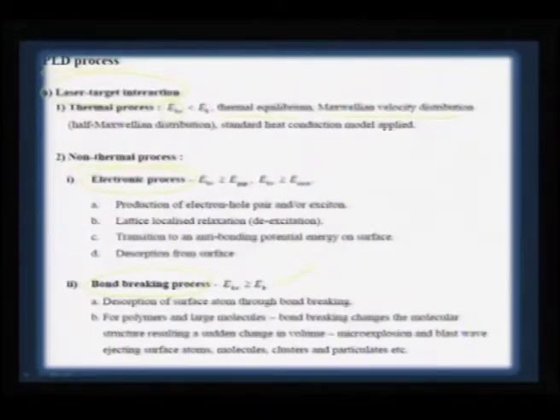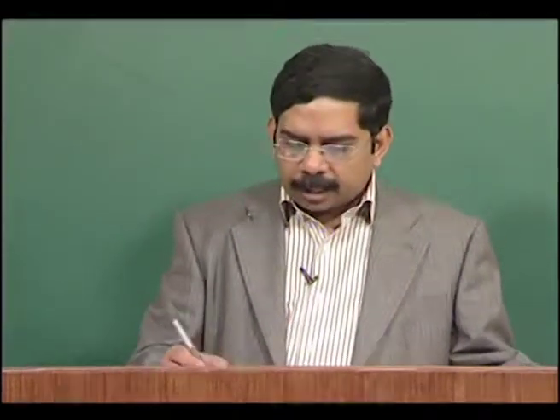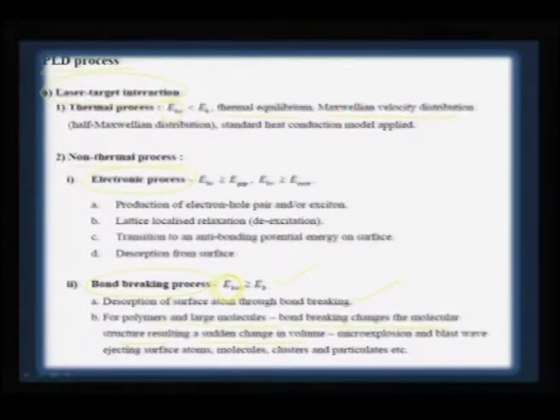Therefore you can try to transcend that by increasing the laser energy. So if your laser light is E = hν, which is going to be far greater than or equal to E_B, then you can think of desorption of surface atom through bond breaking. For polymers and large molecules, bond breaking changes the molecular structure, resulting in a sudden change in volume or micro explosion and blast wave ejecting surface atoms. So you need to have some amount of idea about the binding energy of the atoms and molecules in the target, so that you can essentially maneuver or alter the laser light.